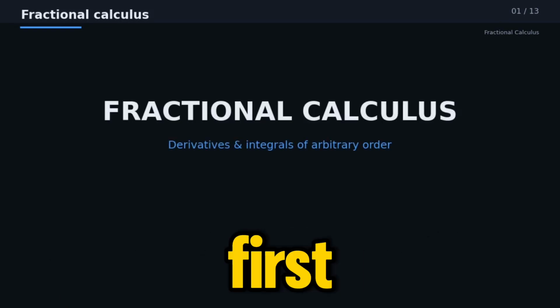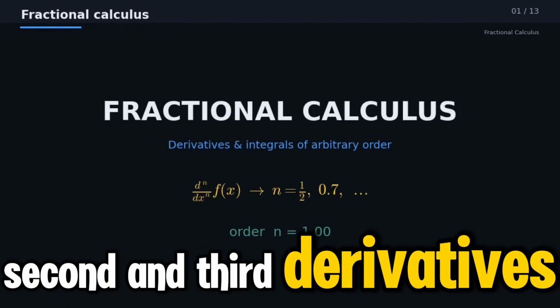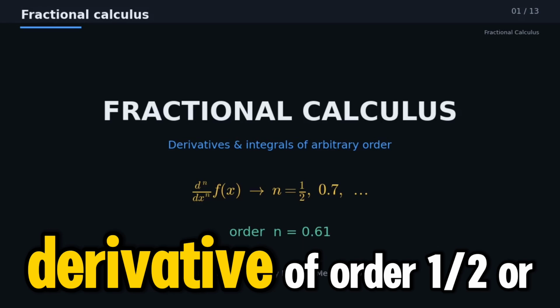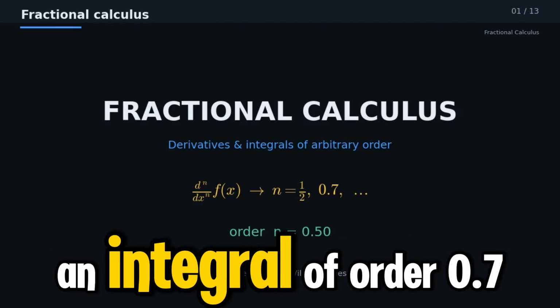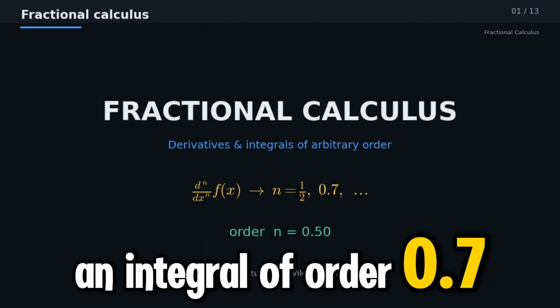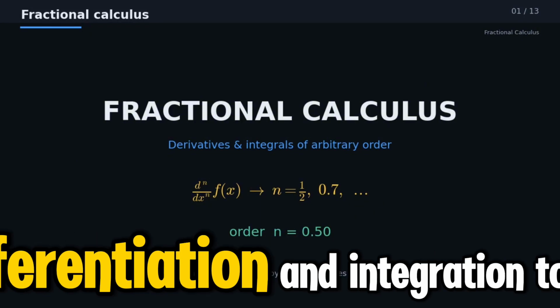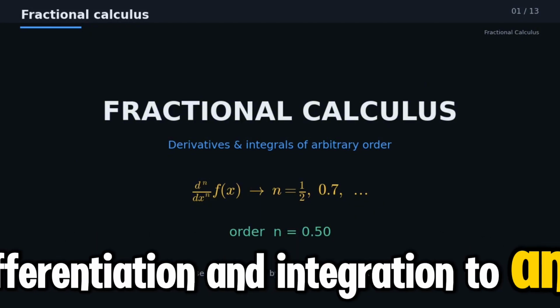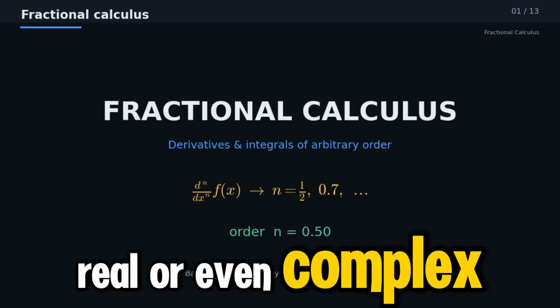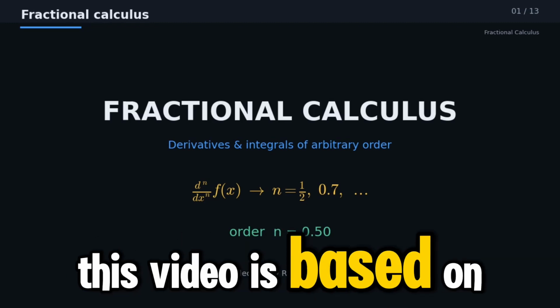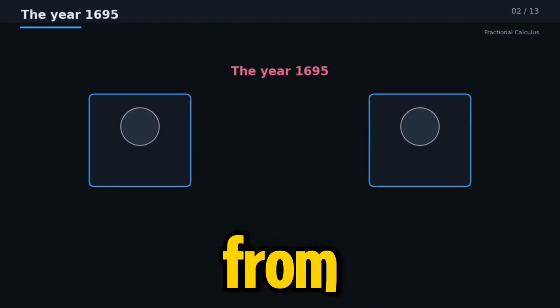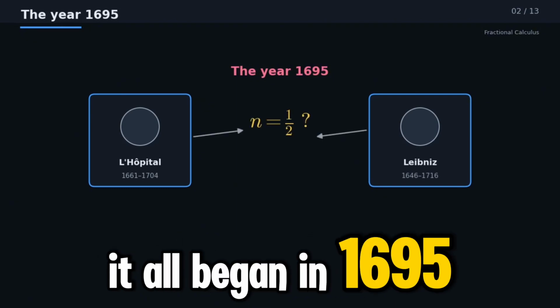You are familiar with the first, second, and third derivatives. But can there be a derivative of order 1/2 or an integral of order 0.7? Fractional calculus is the branch of mathematics that extends differentiation and integration to any order, real or even complex. This video is based on the lecture by Weil Amends from It All Began in 1695.